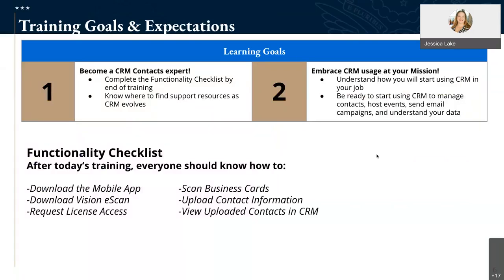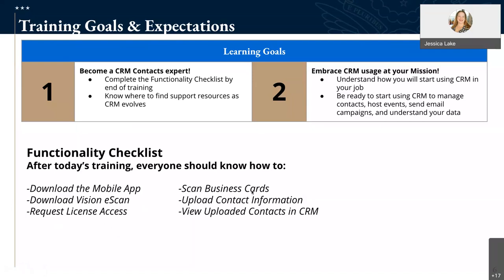Okay, so our training goals and expectations here. What we hope to achieve by the end of this session is to talk about how you could download the mobile app for Salesforce. However, you're not going to need that mobile app to use the business card scanner. That is a separate app. We're going to want to download the Vision eScan app. That is going to allow us to scan our business cards. And then we're also going to talk about how you can request license access. You're going to need a special permission to use this business card scanner app. So Brandon will walk us through that process and how we're going to be able to get that.